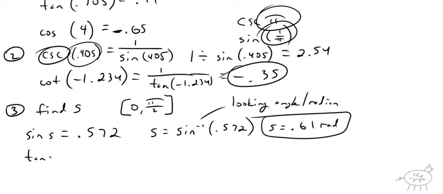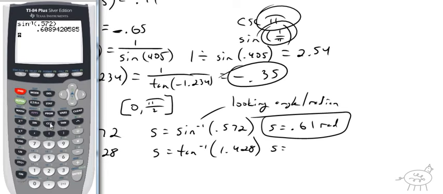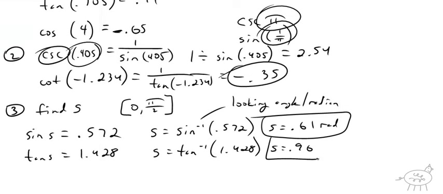Tangent of S is equal to 1.428. Okay, so we just say S equals inverse tangent of 1.428. So S equals, let's do it again here, inverse tangent of 1.428. Close parenthesis, and voila, 0.96. S equals 0.96. Okay? So that's the third kind of problem, and that's pretty easy. You're just doing inverse trig functions, and it's pretty mellow.